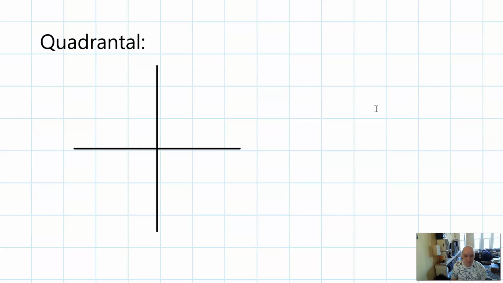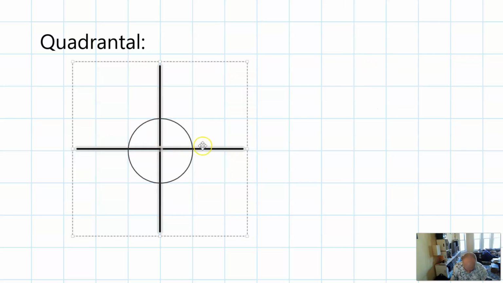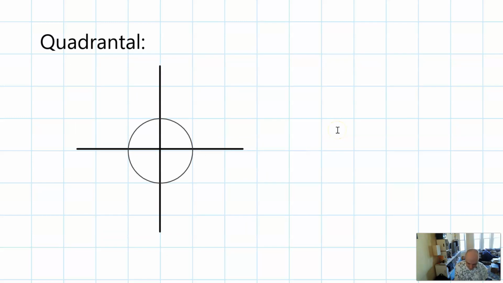So the first set of really important radian angles are the quadrantal angles, or the quadrant angles. So you can imagine, of course, that there is some unit circle sitting here in the plane. And as we go around, we can list the different radian values. So the first radian value will be 0 radians. That is no change.